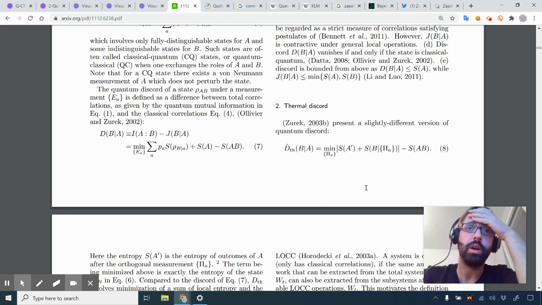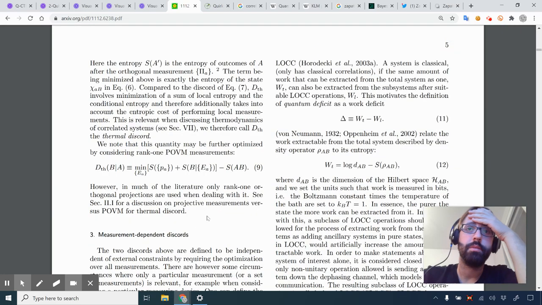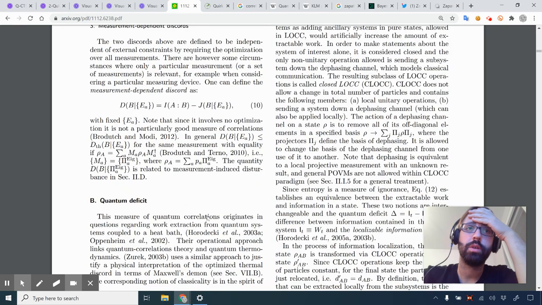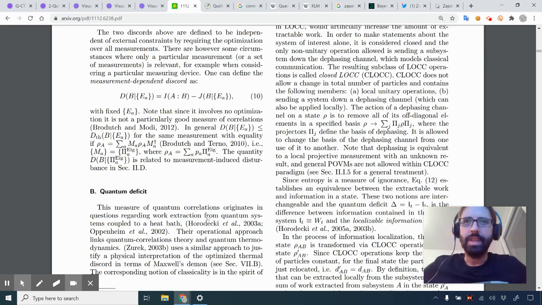Okay, so this is measurement-dependent discords. Okay, quantum deficit. What is quantum deficit? So discord, I roughly have an idea, but I don't really understand how it is defined exactly. Quantum deficit: this measure of quantum correlations originates in questions regarding work extraction from quantum systems coupled to a heat bath.